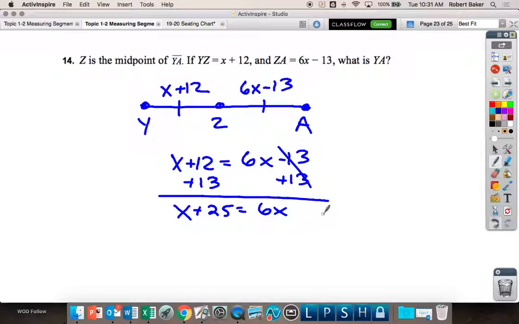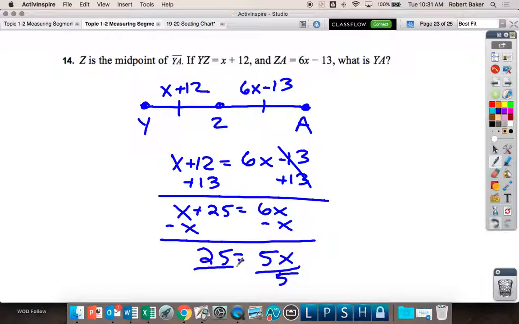And then subtract x from both sides. You have 6 x's, you take 1 x away, how many x's do you have? 5 x's. And then divide by 5 on each side. Divide by the number next to the variable. So x equals 5.